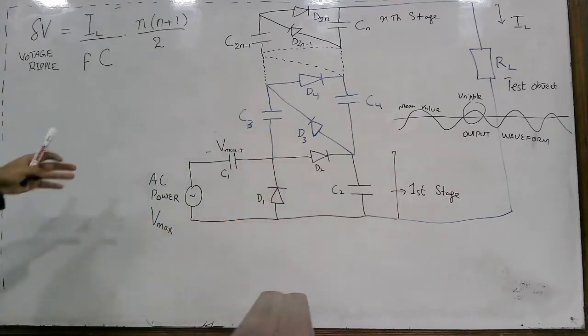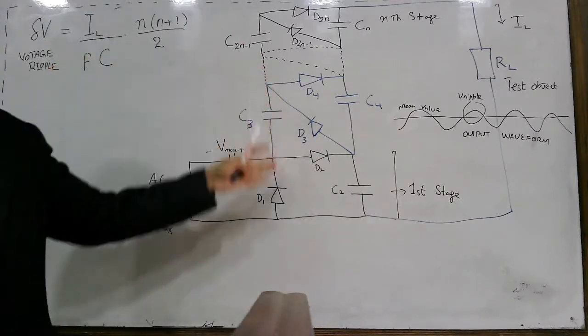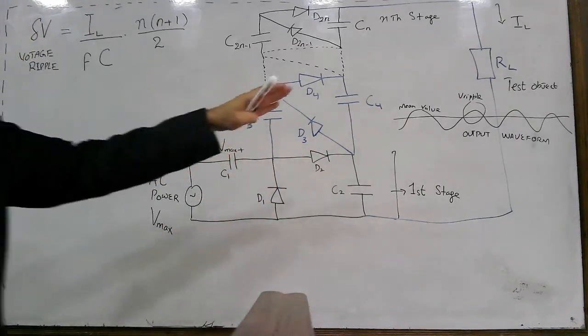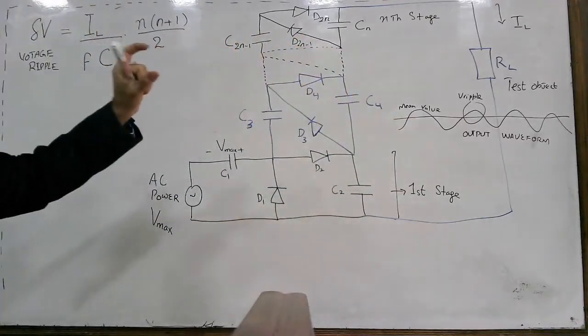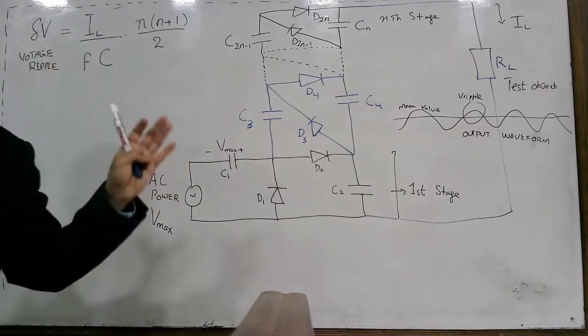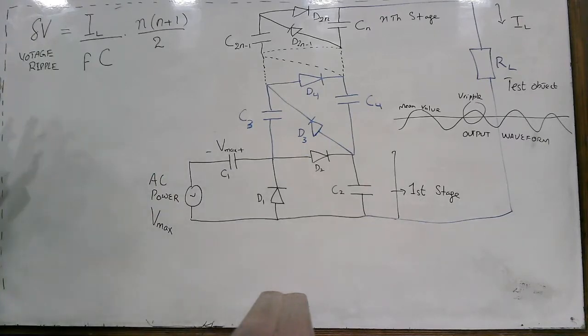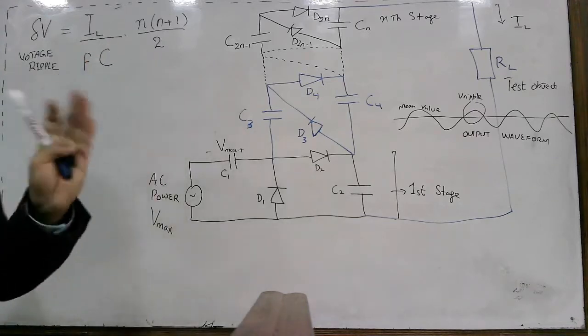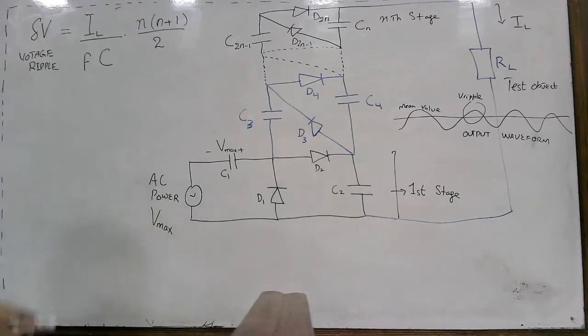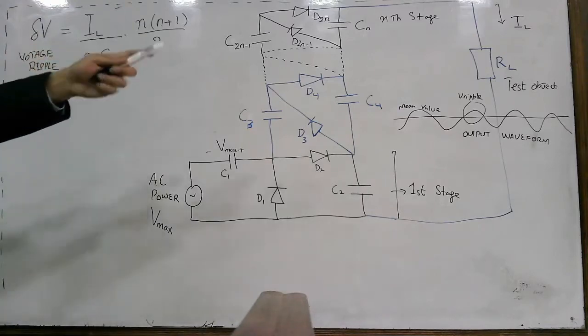So if you have a Cockcroft-Walton multiplier circuit, what will be the ripples in the output voltage? What is the value of the voltage ripple? You can calculate it using this equation. How this equation is derived, we are not going to discuss. That is none of our concern in this course. Yes, you can derive these equations as well, but we are more interested in practical design and practical aspects. So what is IL? IL is actually the load current.